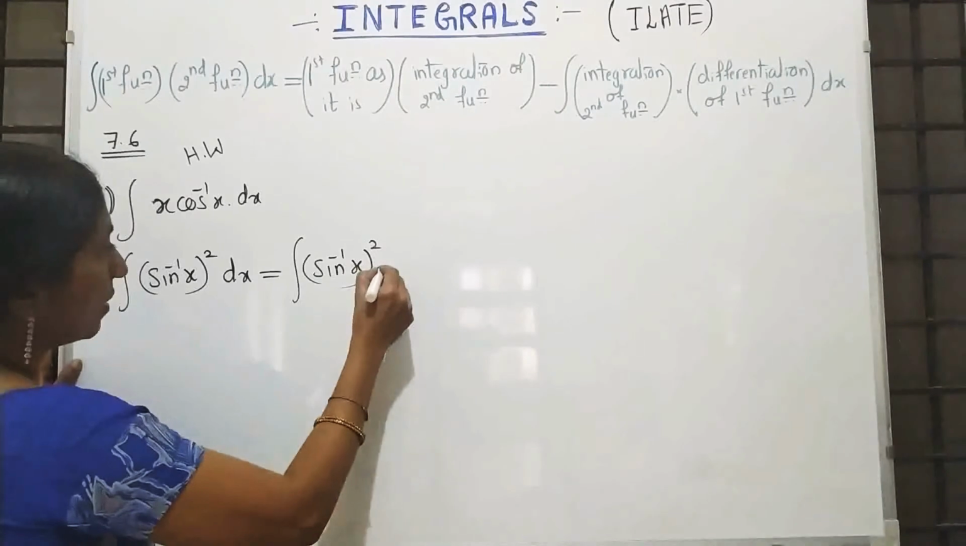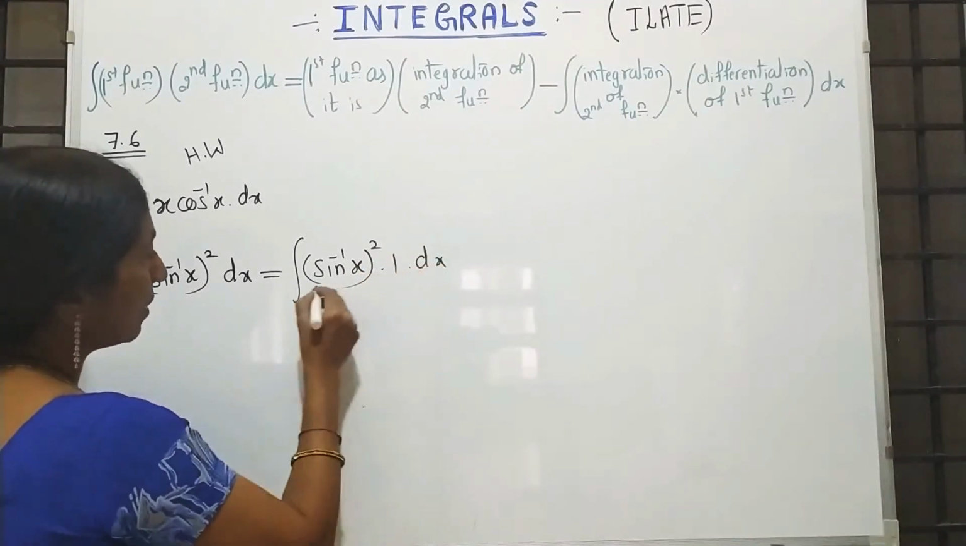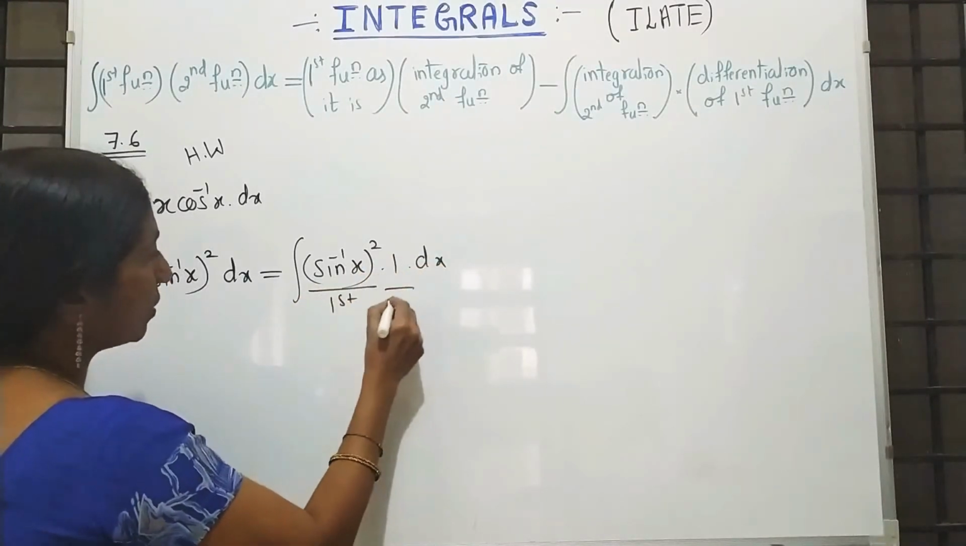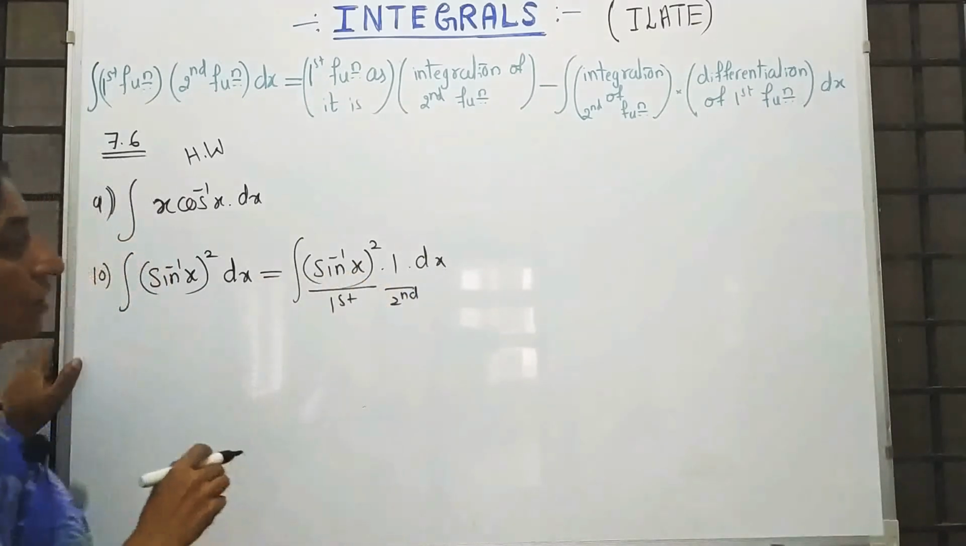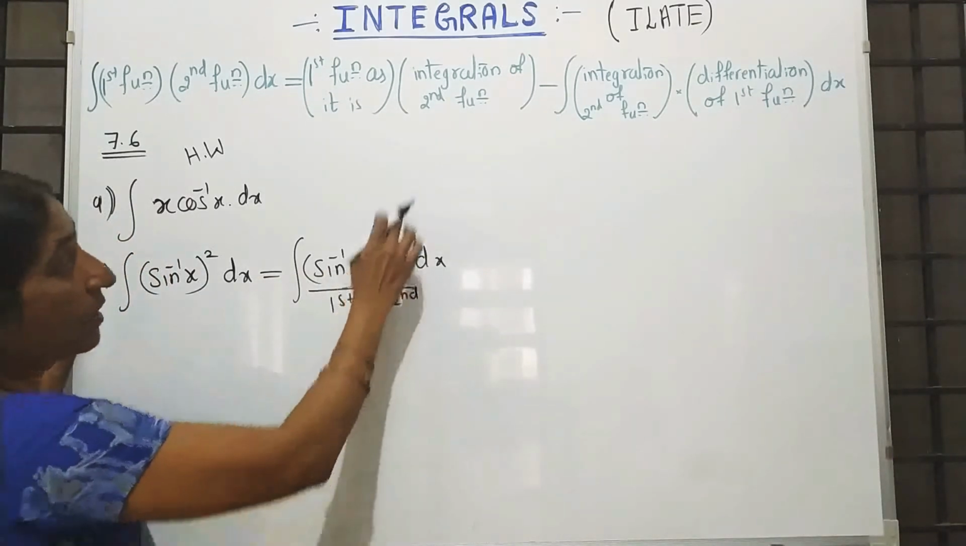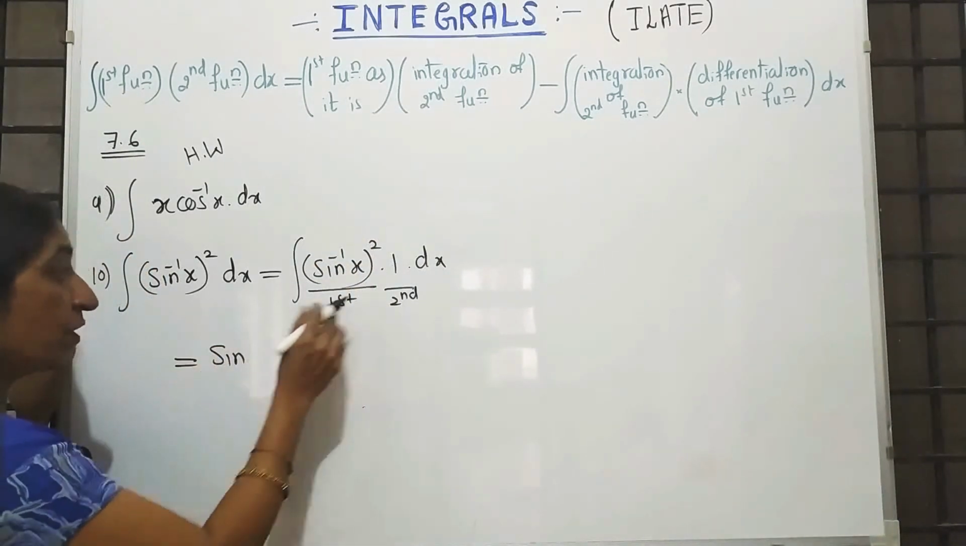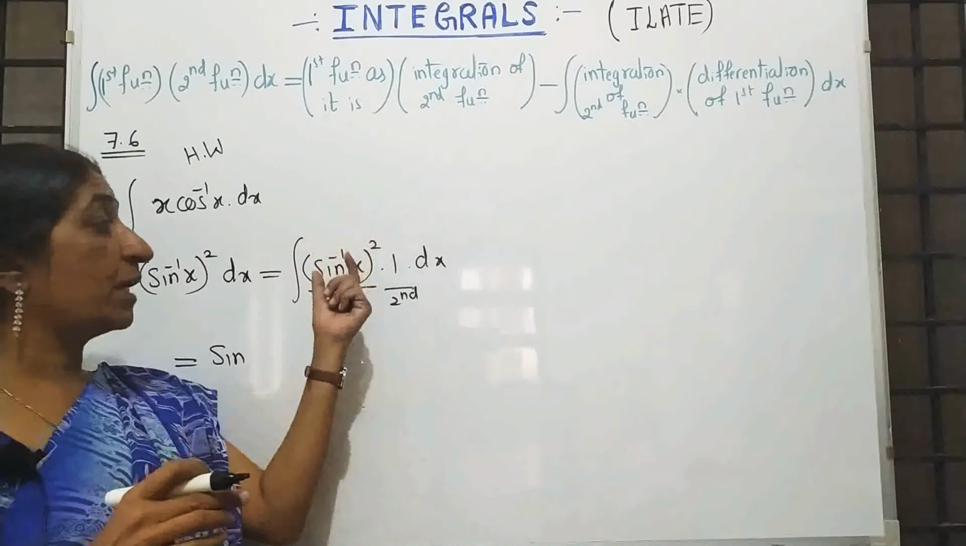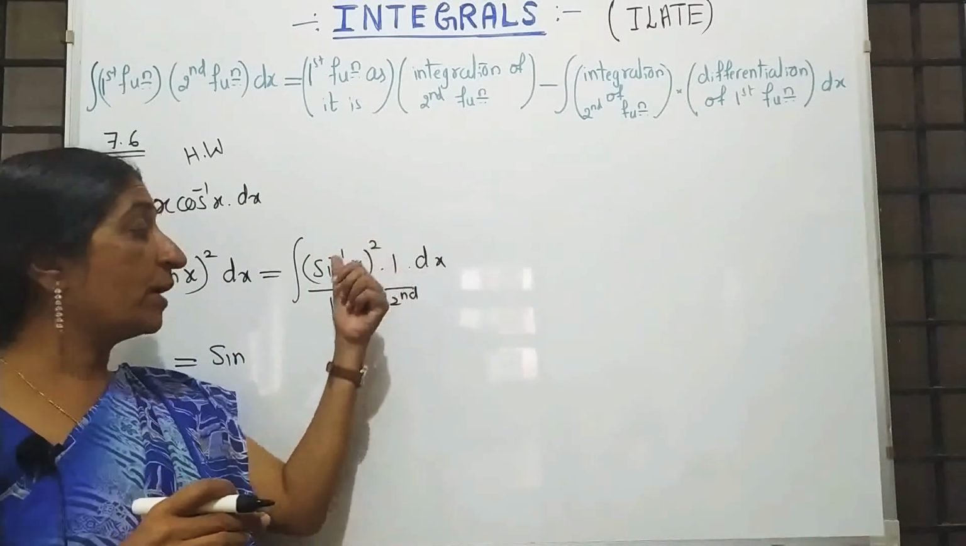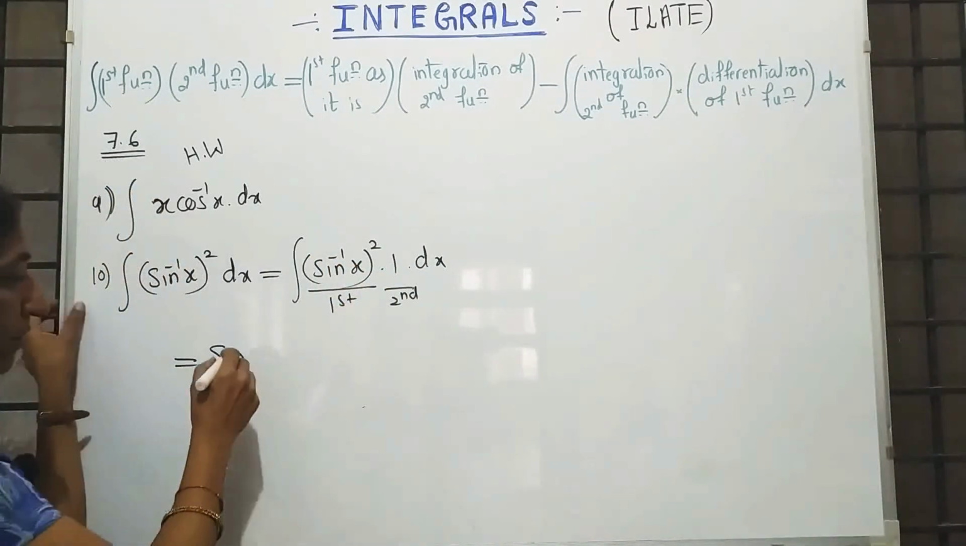Sin inverse x whole square into dx. See here, again we have been given only one term. This I am writing as sin inverse x whole square into 1 into dx. This I am taking as the first function and 1 as the second. Why first function? Because if you take this as the second, we don't know the integration of this term. We don't know the integration of sin inverse x whole square. That's why it is the first function, and 1 is the second function.